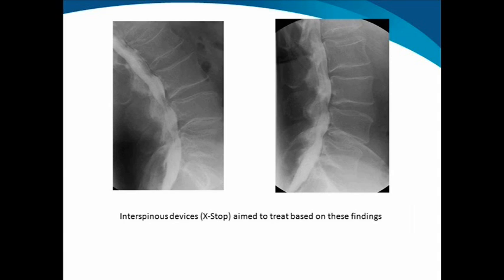Here's an example of flexion and extension imaging. You can see how when the patient extends their back, the stenosis at the L3-4 level becomes more severe. This is a well-known feature of spinal stenosis.